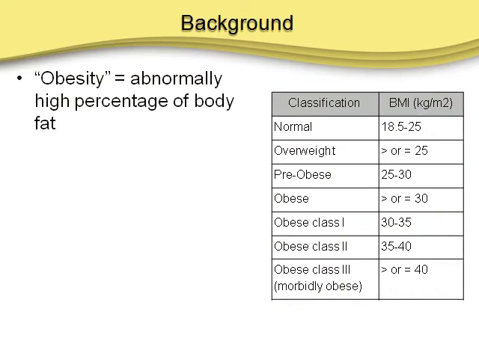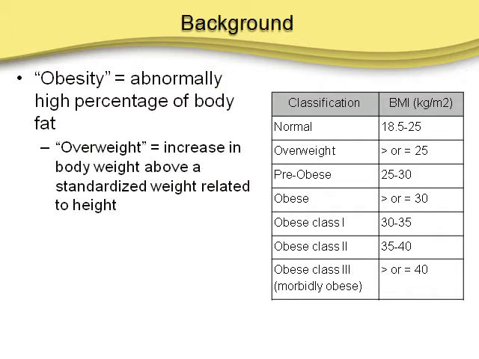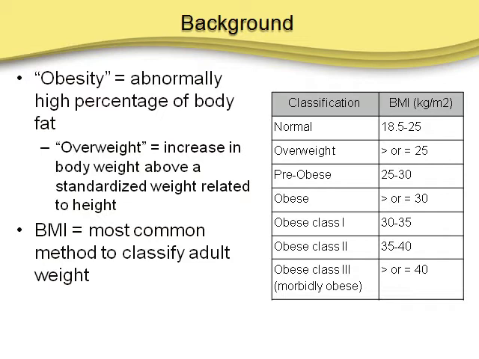The World Health Organization defines obesity as an abnormally high percentage of body fat. In contrast, overweight is classified as an increase in body weight above a standardized weight related to height. Clinically, body mass index, or BMI, is the most common method used to classify adult weight. It is defined as the weight in kilograms divided by the square of height in meters.